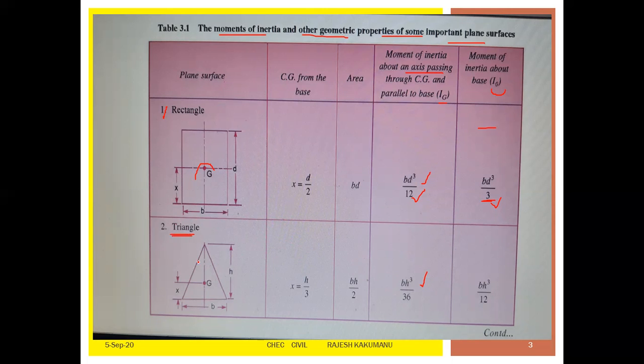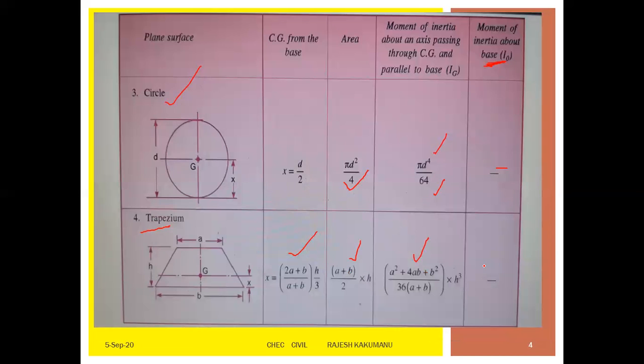You see the triangle also. You have the center of gravity G at that point, the CG from the base, and the area bh by 2. You have the moment of inertia passing through the CG and the moment of inertia about the base, I naught. Next surface you have seen is a circle. What is the area of a circle? What is the center of gravity from the base? What is the moment of inertia about an axis passing through CG and parallel to the base, IG? Next, we don't have a moment of inertia about IG, so it is kept 0.